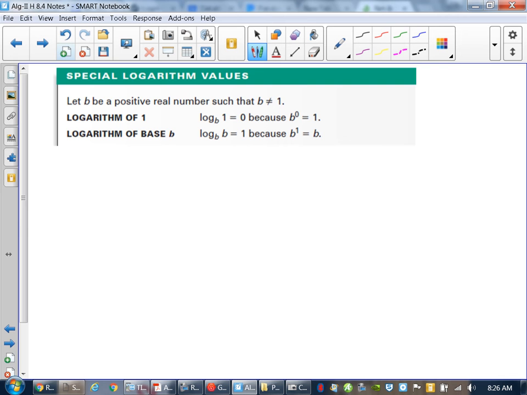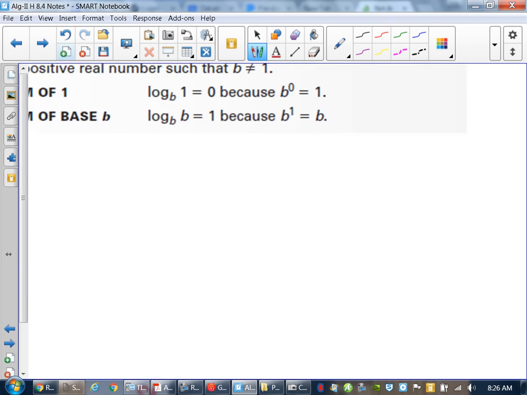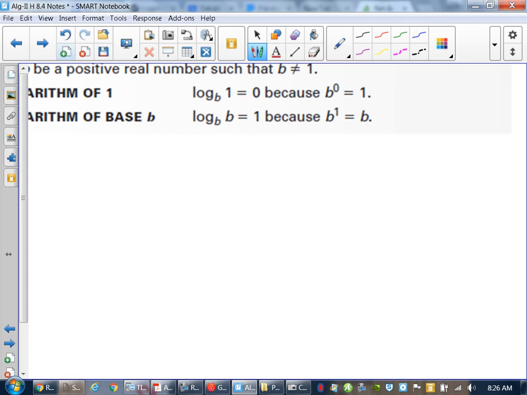Real simple. What is 2 to the 0 power? 1. Anything to the 0 power is always 1. Now, if I think of this in terms of log form, that means that the log base 2 of 1 is 0.